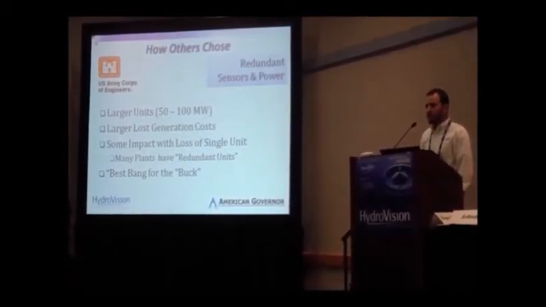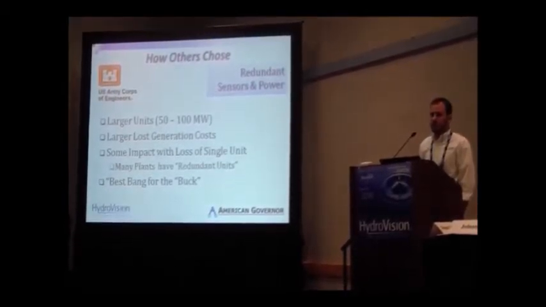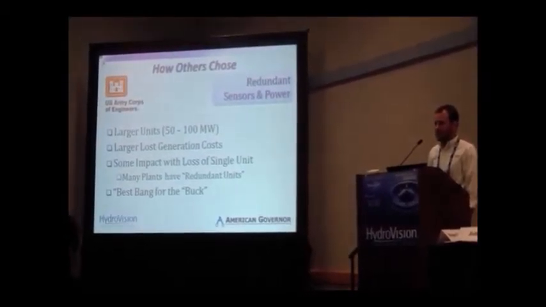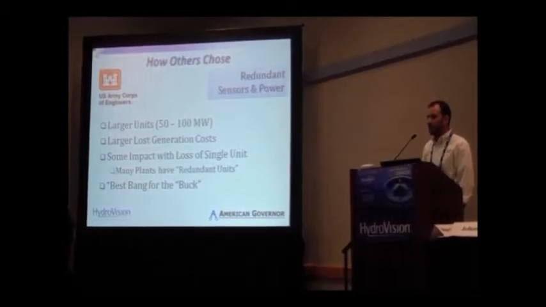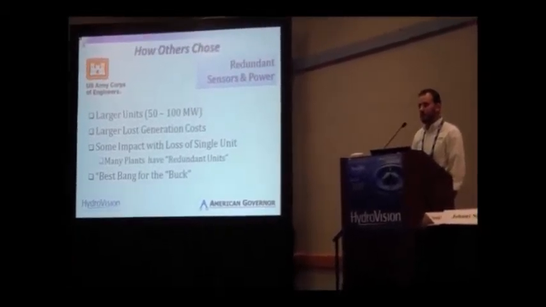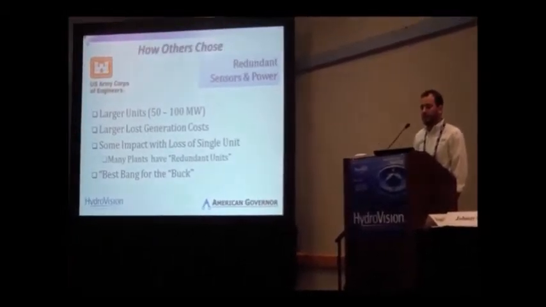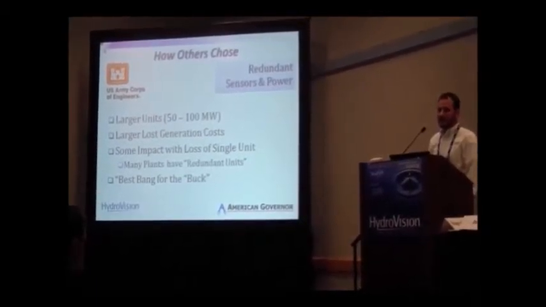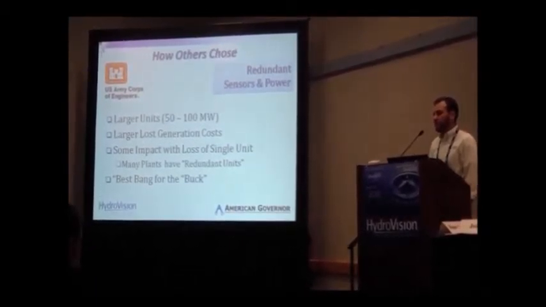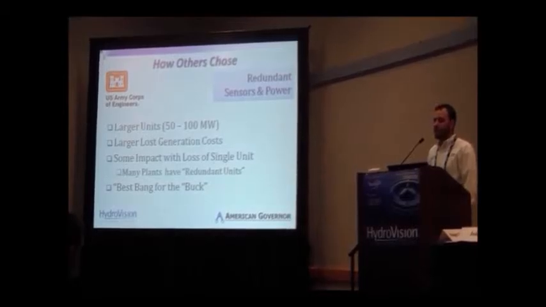So these aren't critical failures, they're costly failures, but they will not result in any significant fines, and there are backup options. That's why they choose redundant sensors and power supplies. And it's also the best bang for your buck. It's the easiest to implement, and it gives you the biggest boost in availability for the least cost.